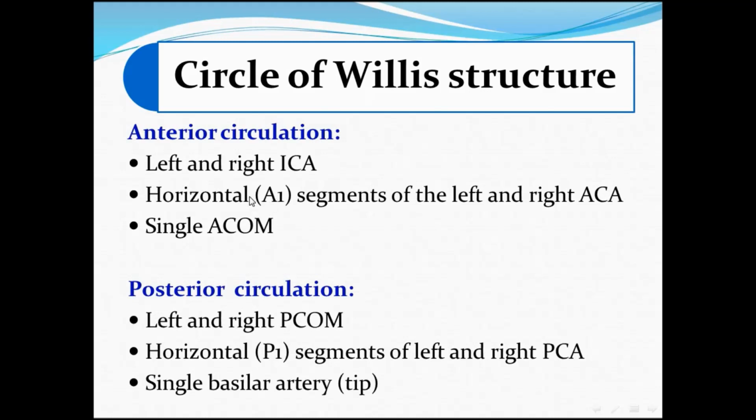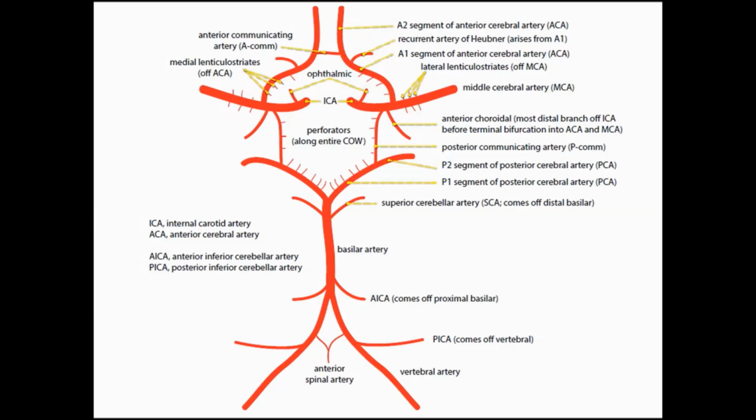The anterior circulation is formed by the left and right internal carotid artery, the A1 segment of the left and right anterior cerebral artery, and the single anterior communicating artery. The posterior circulation is formed by the left and right posterior communicating artery, the P1 segment of the left and right posterior cerebral arteries, and the single basilar artery, which forms the tip of the circle of Willis.